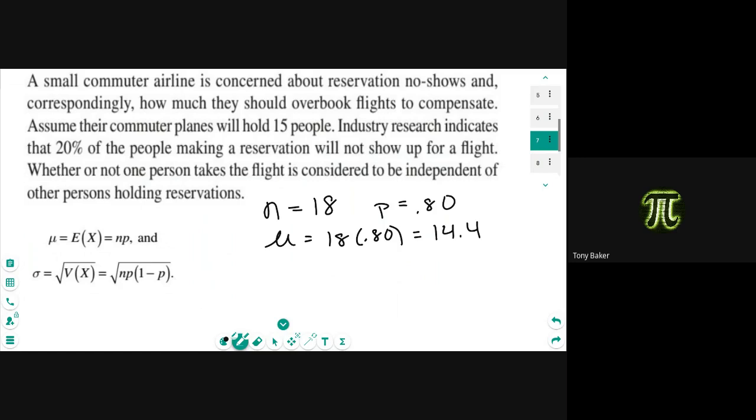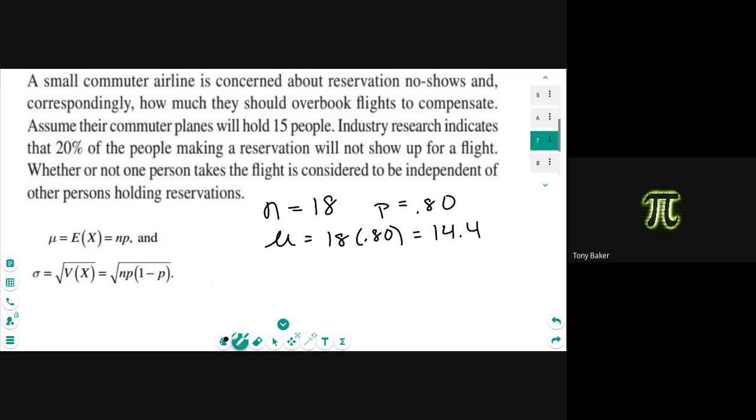Okay, so let's take a step back. Everybody understand where I got this? So I made up the N. Does everybody understand where the P came from? Everybody understand how I found the mean? The mean is just N times P. Because to do everything we've been doing this week, the past couple of days, we have to have the mean and the standard deviation.